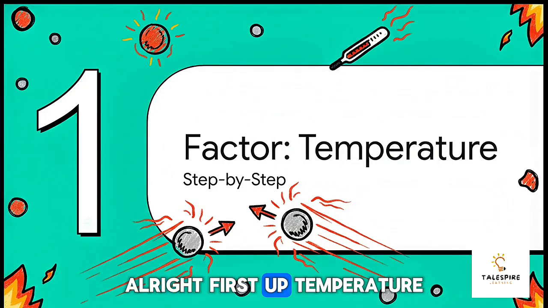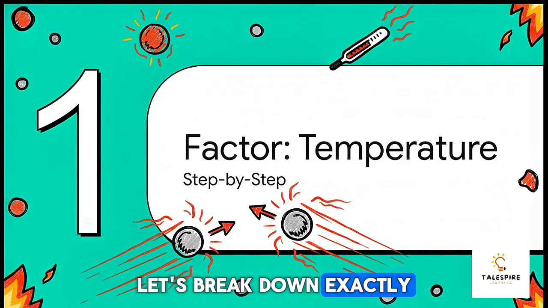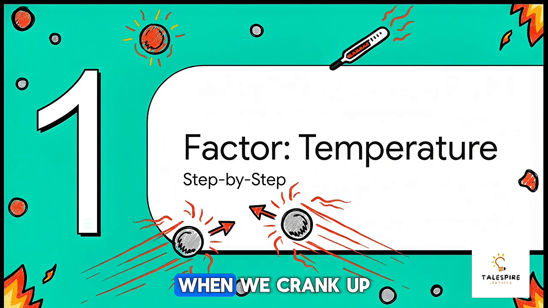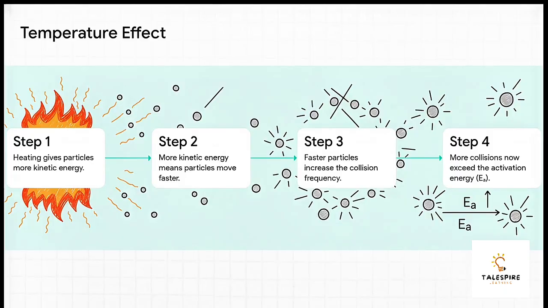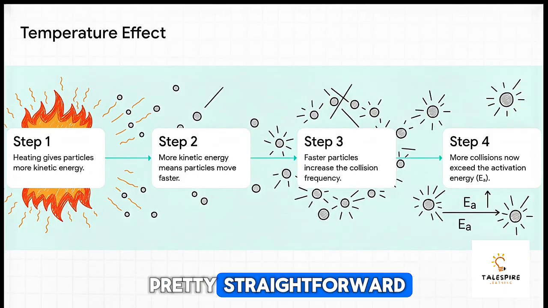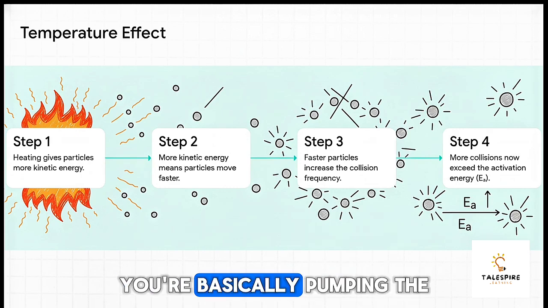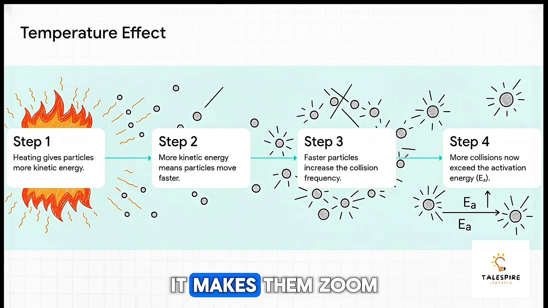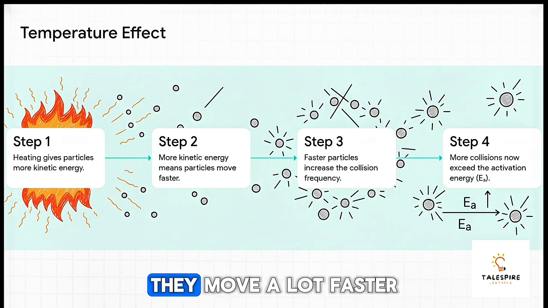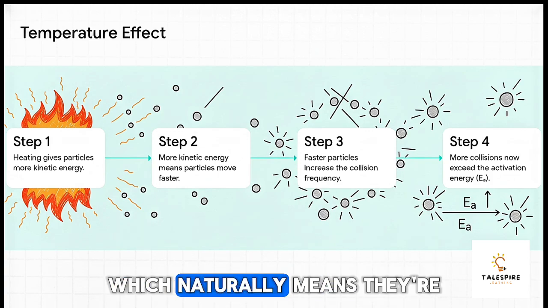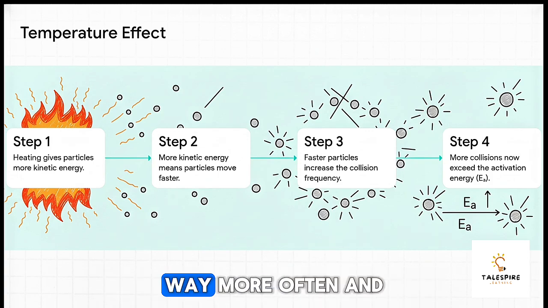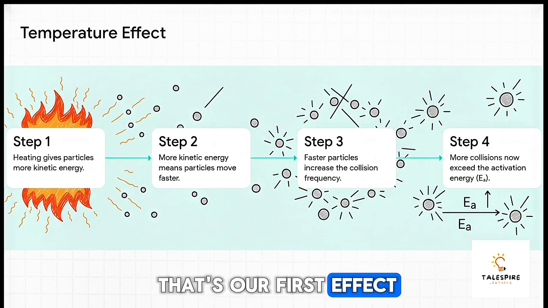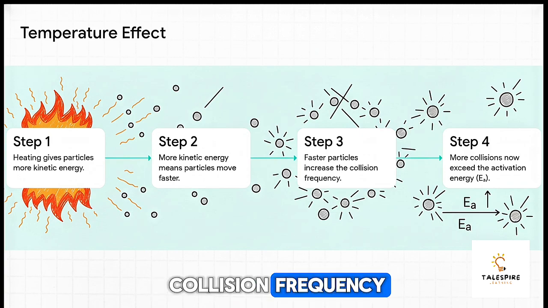All right, first up, temperature. Let's break down exactly what happens step by step when we crank up the heat. So step 1 is pretty straightforward. When you add heat, you're basically pumping the particles full of kinetic energy. And what does more energy do? It makes them zoom around like crazy. They move a lot faster, which naturally means they're going to bump into each other way more often. And that's our first effect, an increase in the collision frequency.